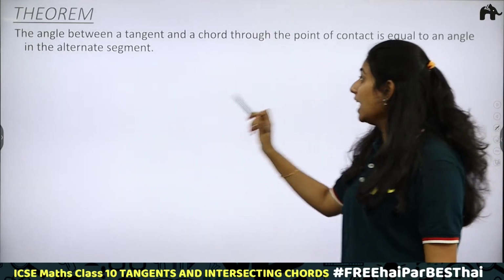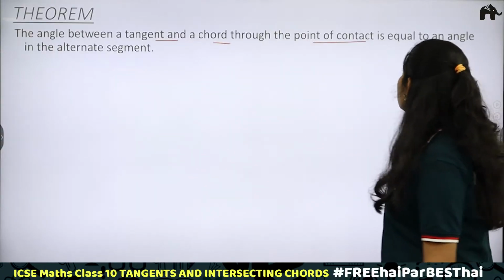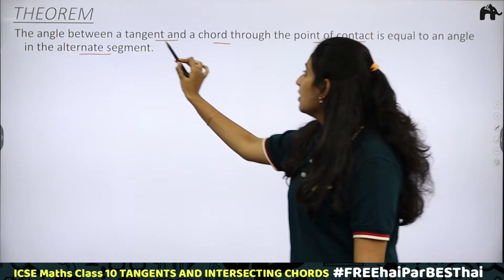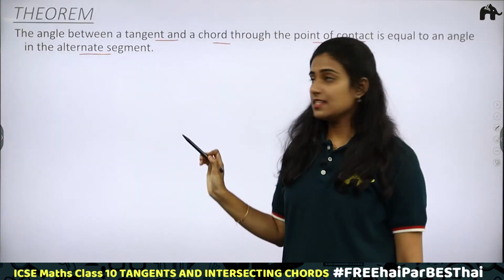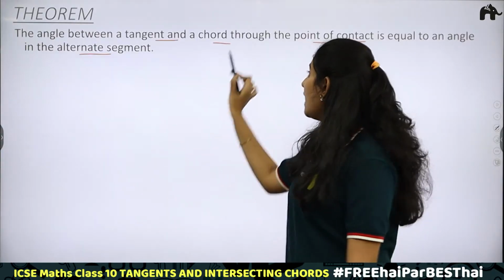Next theorem: the angle between a tangent and a chord through the point of contact is equal to an angle in the alternate segment. Here, what is a tangent? You know what a tangent is? A tangent is a line that touches the circle at only a single point. And what is a chord?